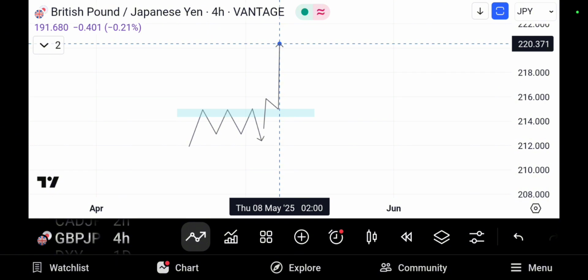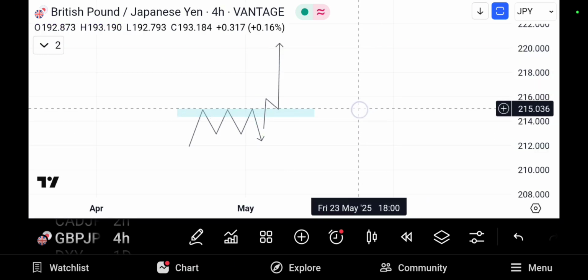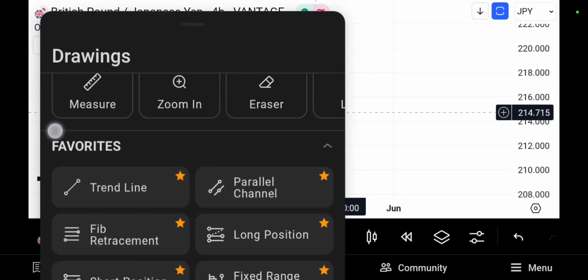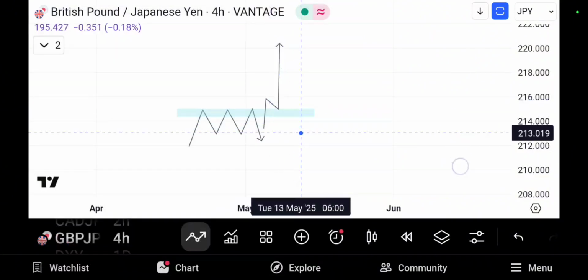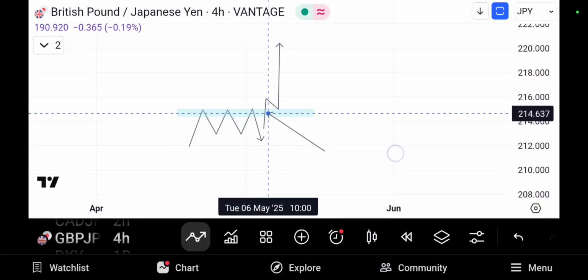This is how I learned when I newly started. Okay, not that this doesn't work. It does work. You know, this resistance zone that is here. You see this resistance zone that is here, right?